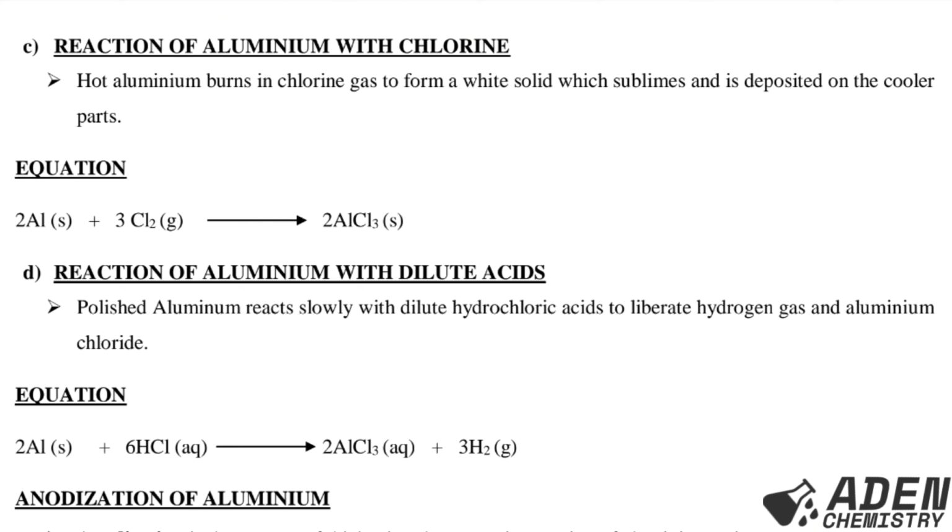So let us go to the question for the reaction between 2 moles of aluminum solid reacting with 6 moles of hydrochloric acid. We are going to get 2 moles of aluminum chloride solution and also 3 moles of hydrogen gas.